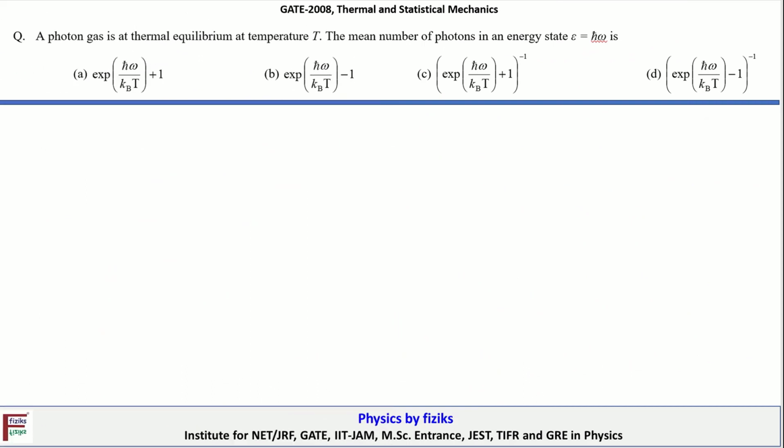Let's continue with the next problem. A photon gas is at thermal equilibrium at temperature T. The mean number of photons in an energy state E equal to h-bar omega is.